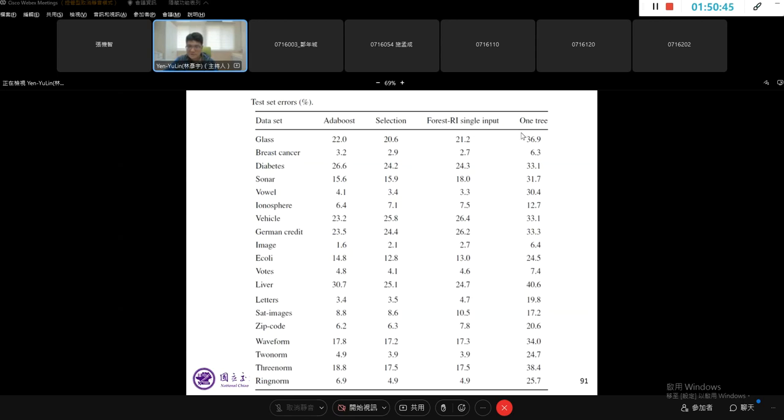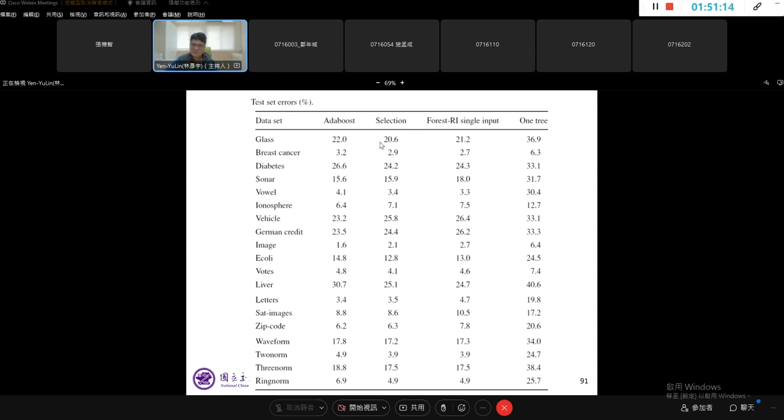So let's look at the performance comparison among 4 methods. The first one is a single decision tree. And the second and the third one are the 2 variants of random forest, including forest RI and the selection variant of random forest. The last method is AdaBoost. Okay, so in this table, we report testing set errors in percentage.